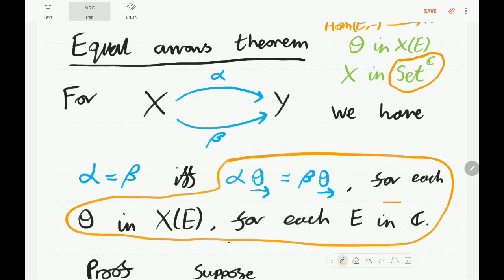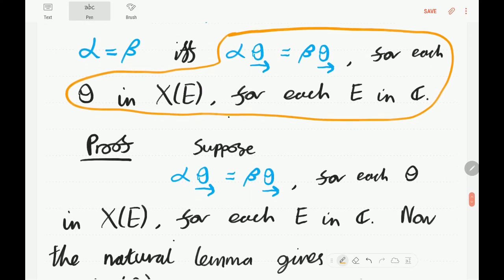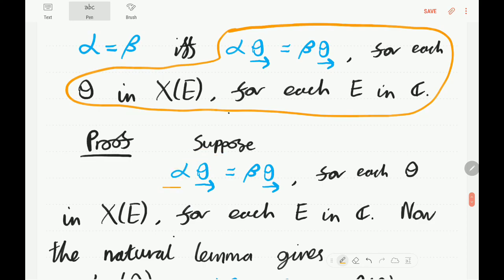So we can prove this then. Firstly, it's sort of obvious that if alpha equals beta, then this statement in the orange bubble holds. Because of course, if alpha and beta are the same arrow, then they're going to do the same stuff. So this statement in orange is going to hold. But we really want to show the converse. Okay, so let's suppose that alpha after theta under arrow equals beta after theta under arrow for every element theta of x of e for every object e of c.